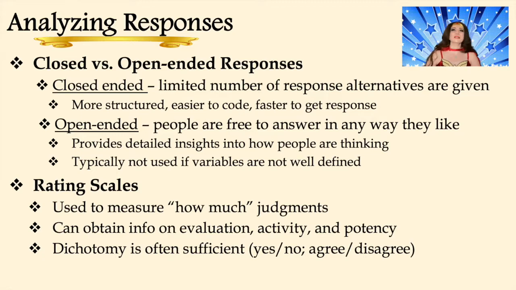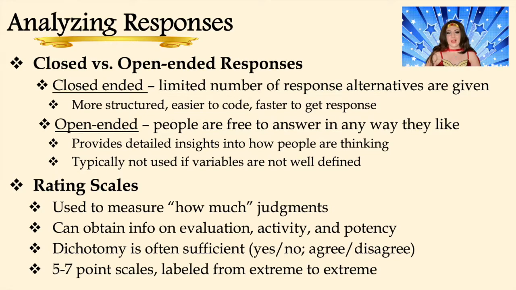So when we use rating scales, we could have Likert scales, as we've talked about, but we can also have a dichotomy. So basically having only two answer choices. For example, yes or no, agree or disagree. In other instances, if you want more quantitative data, then you can use a 5 or a 7-point Likert scale, and you would label your anchors from extreme to extreme. So from strongly disagree to strongly agree, or not confident at all to very confident.